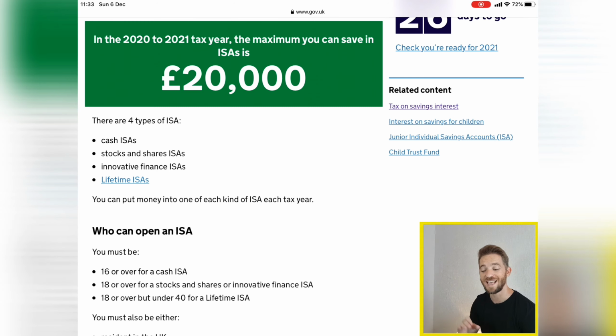The only difference is that the interest that you generate on this savings account is going to be tax-free. You would normally open one of these with your high street bank or an online provider, maybe the post office, online bank, that kind of thing.